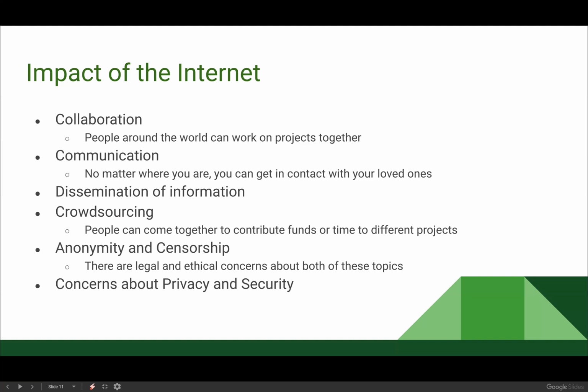Now, in addition to all these positives, there are some potential negatives that are raised by the advent of the internet. There are lots of legal and ethical concerns about anonymity and censorship on the internet.